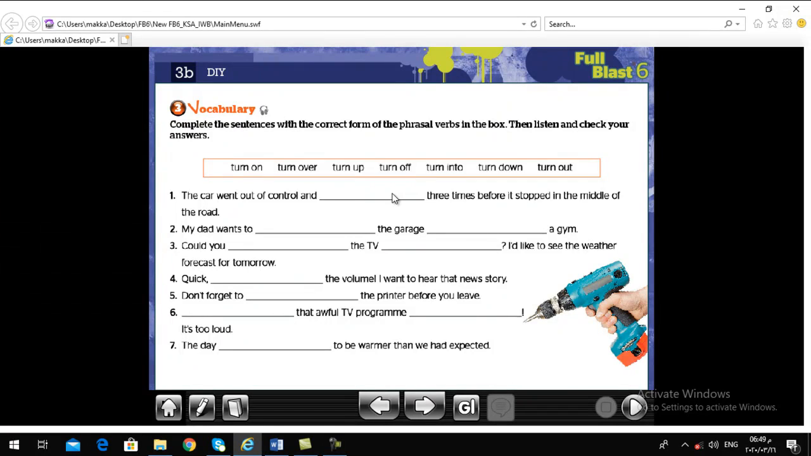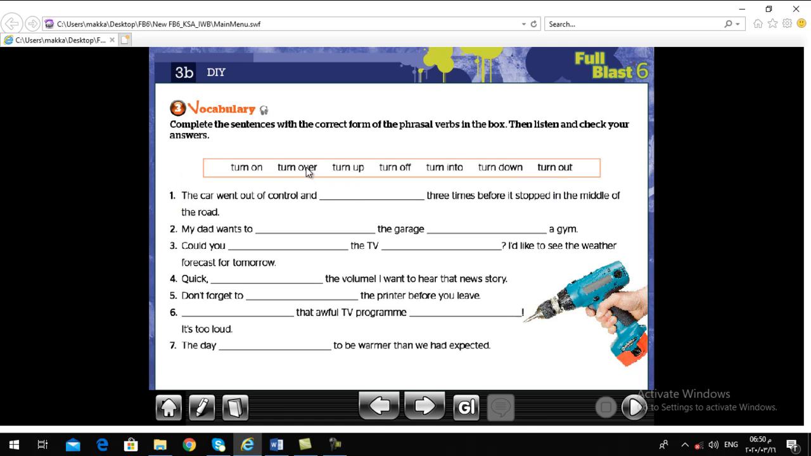Okay, so as you see here, so what do you think? The car went out of control and turned over three times before it stopped in the middle of the road. Complete this with the four phrases in the book, then listen and check your answer. The car went out of control. My dad wants to turn the garage into a gym. You see how the car? The car went out of control and turned over three times before it stopped in the middle of the road.